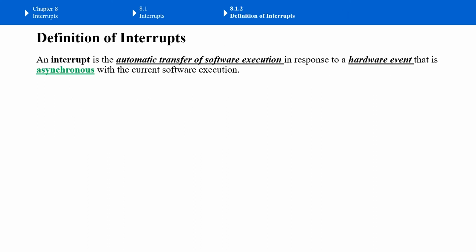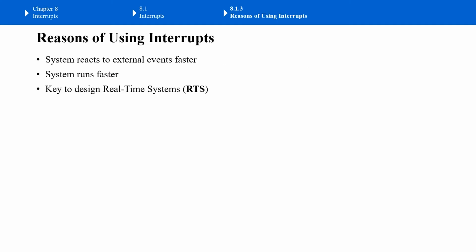The definition of interrupt is: an interrupt is the automatic transfer of software execution in response to a hardware event that is asynchronous with the current software execution. Asynchronous means whenever the interrupt occurs, it transfers instantly. There are many reasons for using interrupts. The system can react faster to external events. The system can run faster. Also, this is the key to designing real-time systems, called RTS.